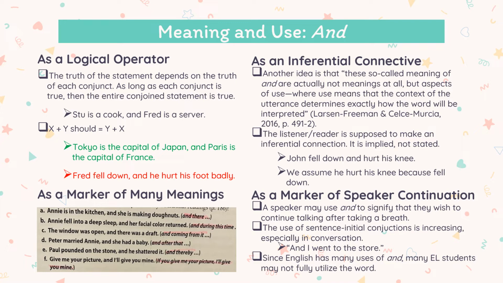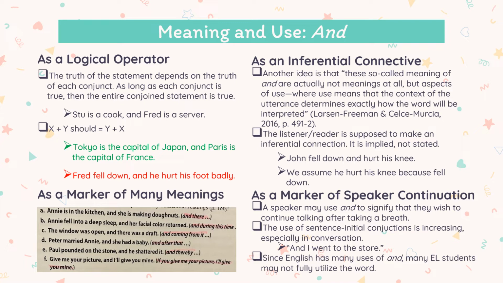So the listener / reader is supposed to make an inferential connection. It is implied, but not stated. So here's an example. John fell down and hurt his knee. So in this instance, we assume he hurt his knee because he fell down. So this is an inferential connection that we are making, and it is implied, but it is not stated.